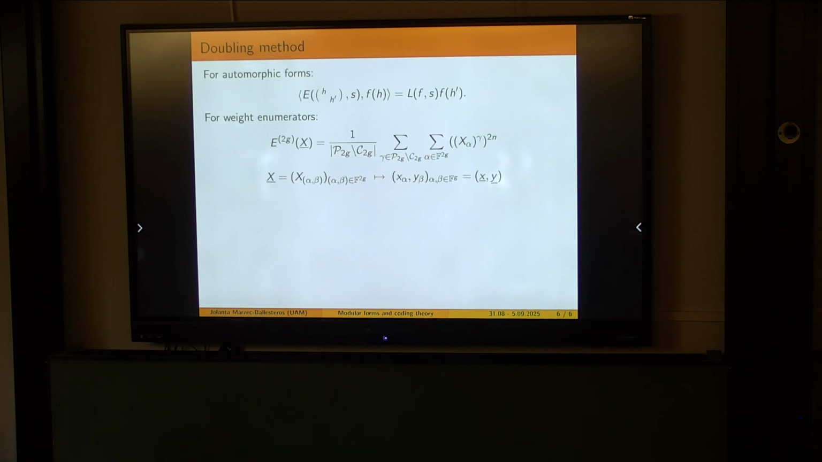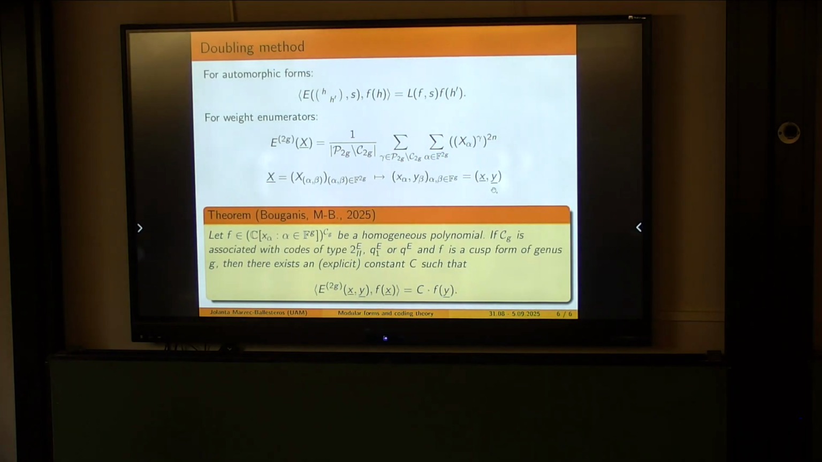And then the restriction in this case, where the variable x, okay, there are many variables, but they are indexed via elements from F^{2g}. And then we just write F^{2g} as F^g times F^g. And in this way, we get two parameters, alpha and beta, and we get two variables x and y.